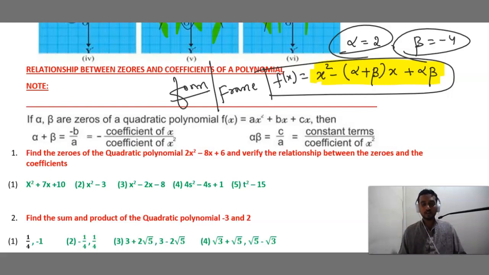Any doubts with this? So this is the end of the introduction part. In my next video I will continue with the next problems. This video is only the introduction, and in the next video I am going to solve the problems of this chapter. I hope you have understood the introduction part.